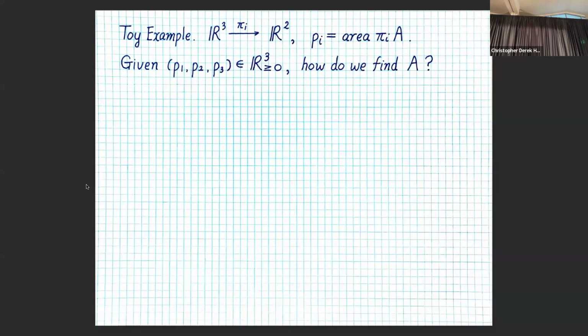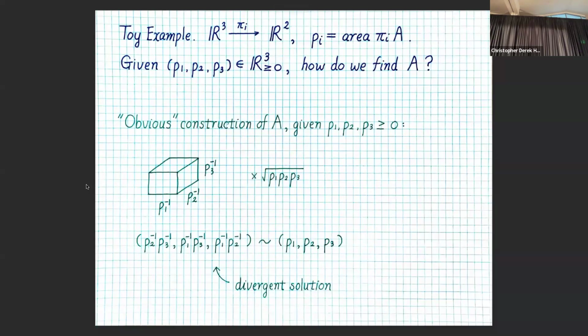There's a canonical solution, and you're going to draw this picture. Try the cube. What should be the length of the cube? One length should be P1 inverse. The other length should be P2 inverse. The other length should be P3 inverse. So that if you compute the projection areas, it will be the inverse of Pi, Pj. And if you want to make it into P1, P2, P3, you just multiply by the appropriate constant, which turns out to be square root of P1, P2, P3. So that completely solves the problem on the interior of the solution space.